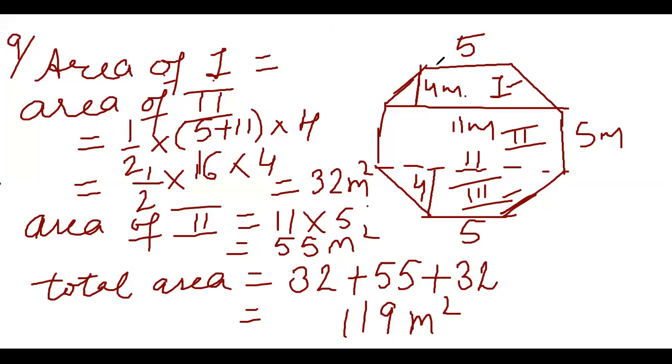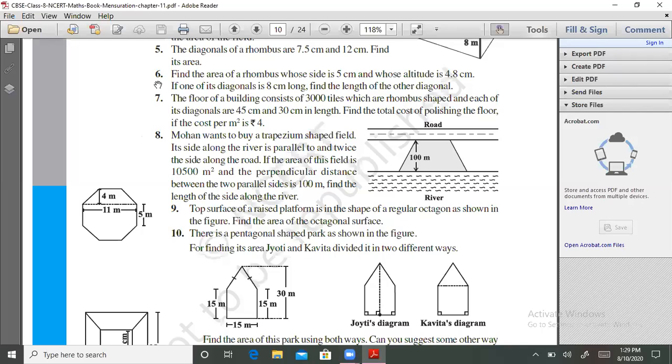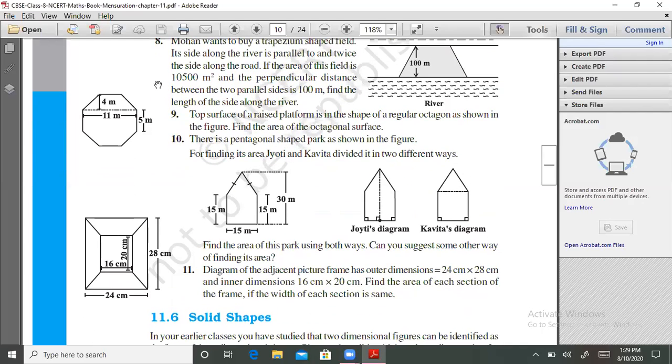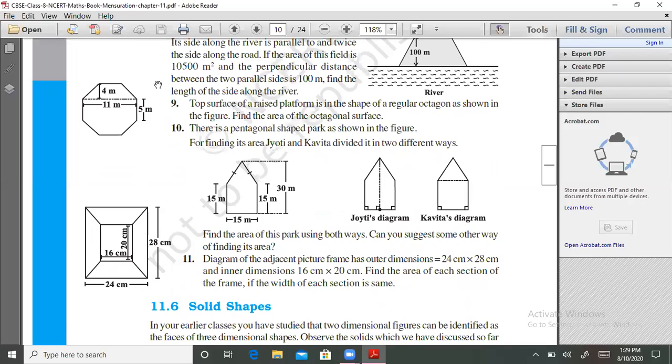Question number 10 is, there is a pentagonal shaped park as shown in the figure. For finding its area, Jyoti and Kavita divided it in 2 different ways. Like we can divide the pentagon in different ways. See, here we have a pentagon. Either we can divide the pentagon like this or we can divide the pentagon like this. So you have to find the area of this park using both ways.